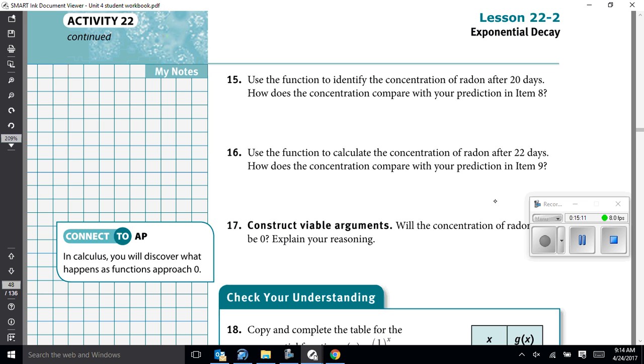Use the function to identify the concentration of radon after 20 days. So our function we had before was R(T) equals 400 times 1/2 to the T, where T was the number of half-lives. So if it's at 20 days, how many half-lives is that? 5, so we're going to put 5 in for T. How could we tweak that equation so that instead of putting the number of half-lives, we could put the number of days?